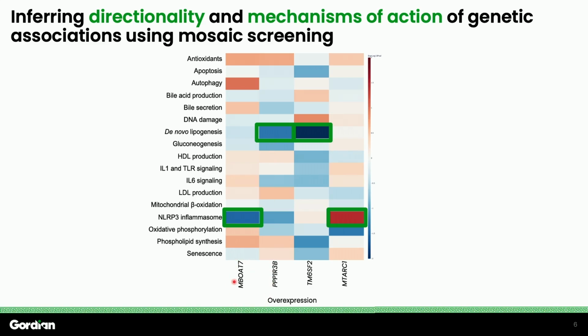MBOAT7, a variant with reduced activity, has been long known to be associated with MASH, and overexpressing it here decreases activity of the NLRP3 inflammasome. And if we look at the other end of the spectrum, we see that mTARC1 overexpression really raises the activity of this disease feature, and we know that truncation variants are strongly protective against cirrhosis.